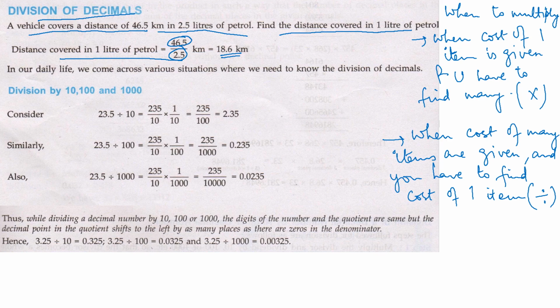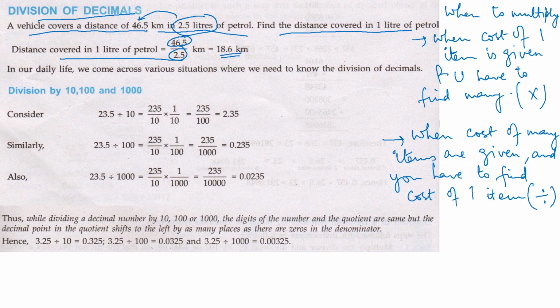So it is the same thing here, many to 1, because they have given that 2.5 liters of petrol covers a certain distance. They are asking in 1 liter of petrol how much distance it will cover. So total distance divided by total petrol will give you the distance covered.